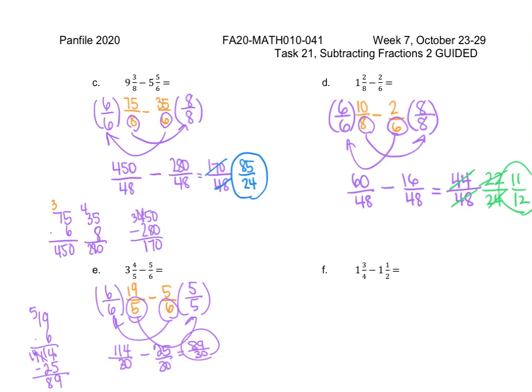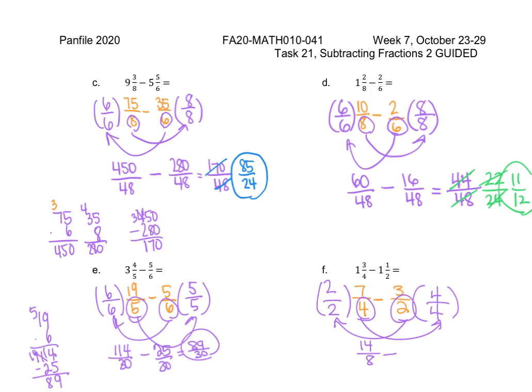All right, last one, changing to improper fractions, I get 7 over 4 minus 3 over 2. Changing to common denominators, 2's on the left, 4's on the right. I get 14 over 8 minus 12 over 8. I get 2 over 8, which if I cut them both in half, I get 1 over 4. Final answer.